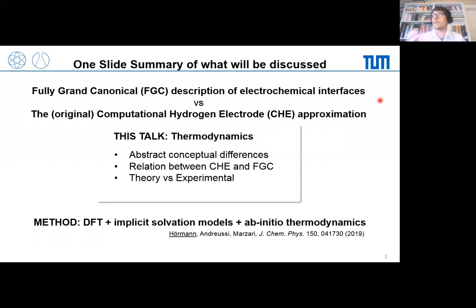And then at times I will also compare theoretical results and some experimental results. The method that we use, as was already said, is density functional theory calculations in combination with an implicit solvation model. And the rest is only concepts borrowed from the ab initio thermodynamics approaches. The main concepts are essentially described in this paper that we did together with Oliviera Andreusi and Nicolas Mazzari.